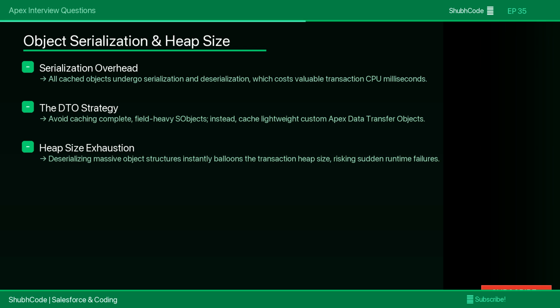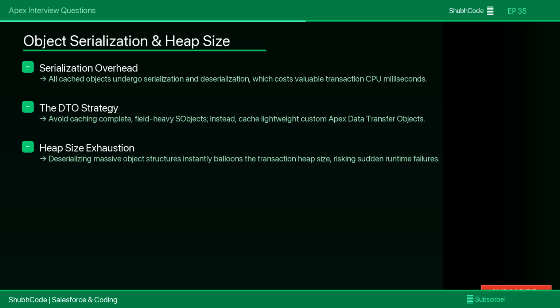This serialization process consumes CPU time and transient memory. If you cache raw, massive sObject lists with 50 fields, your deserialization cost can actually exceed the time it takes to run a simple, indexed SOQL query.